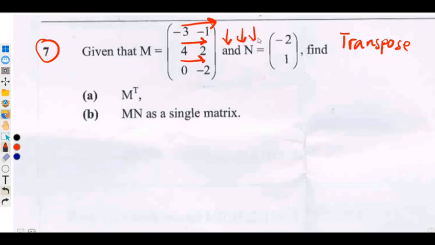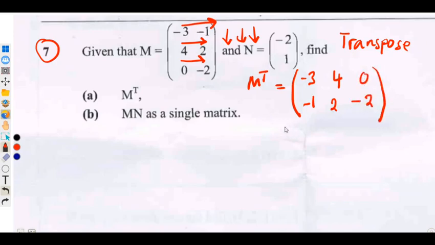So we are going to say transpose of matrix M equal to: -3 and -1 will be written like this, -3, -1. 4 and 2 will be written like this, 4, 2. Then 0 comma negative 2 will be written like this, 0 comma negative 2. So this is the transpose of matrix M. So we have answered our question A. We now come to our question B.